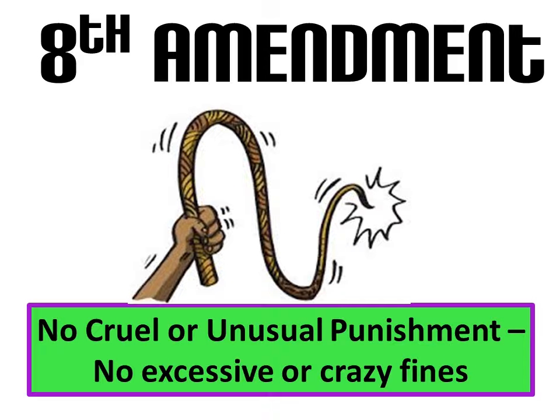They can't torture you. And what no excessive or crazy fines means is that the government can't charge you lots and lots of crazy money. They can't charge you like $5 billion. They can't do that. That's cruel and unusual.